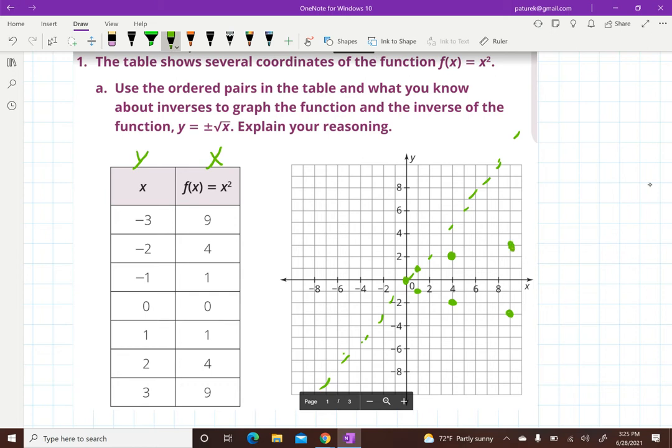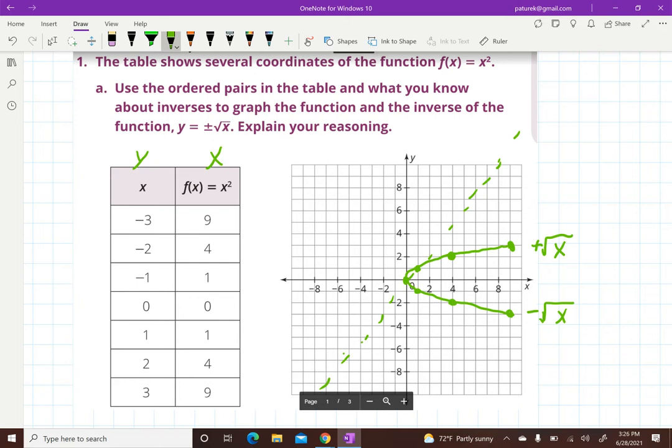So I'm going to connect the dots. And this would be the function plus square root of x up above and minus square root of x down below.